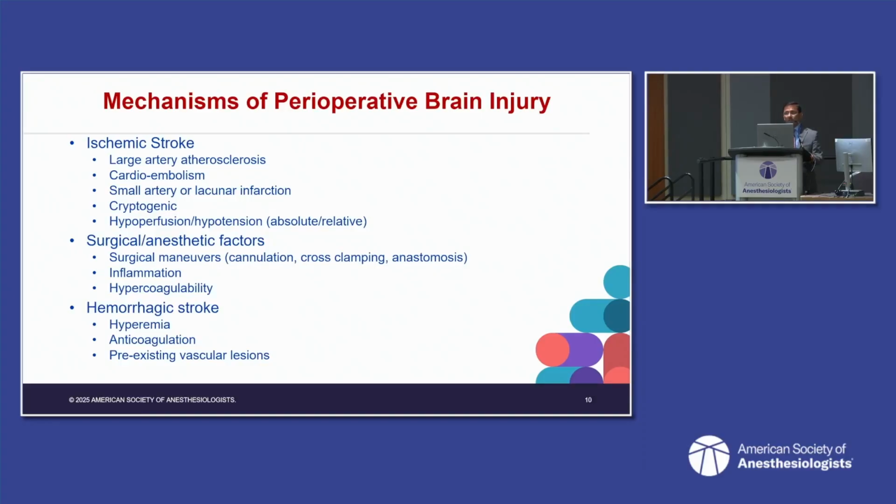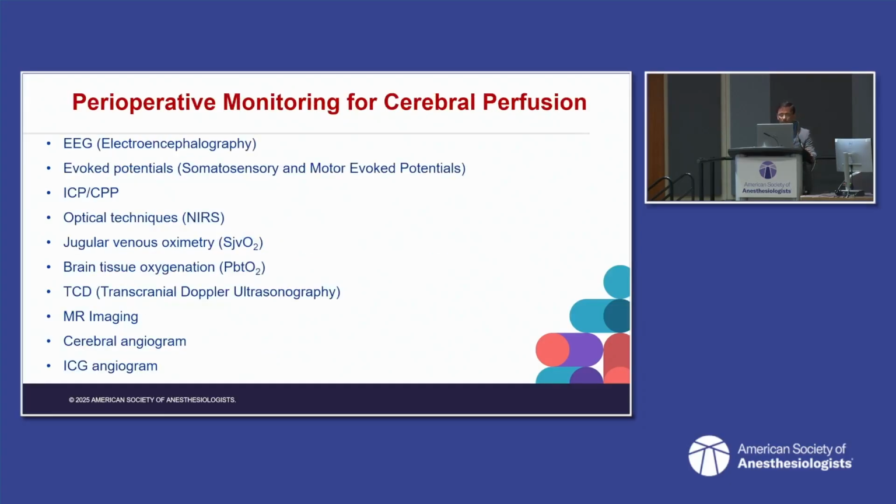And especially for the cardiac and vascular procedures, there are specific surgical interventions that tend to then increase the risk of these events, and they include things like putting a cross clamp on the carotid artery, for example, or a cannulation of the aortic arch, etc. So with all that background, we have a number of options that are available to us for perioperative monitoring of the cerebral perfusion, and they're listed here. And I'll just briefly touch upon some of the practical aspects of the commonly used monitors for cerebral perfusion in the clinical settings.